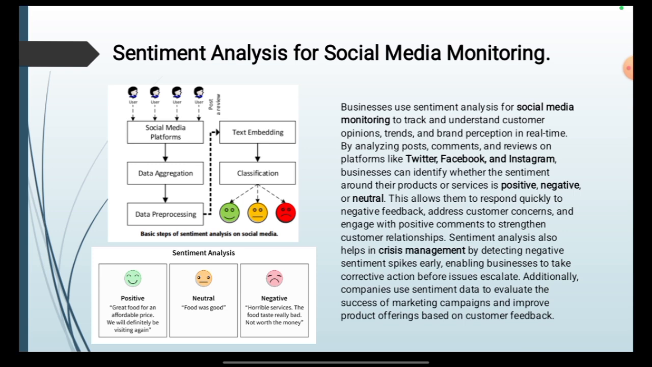The second image presents examples of sentiment classification results. It shows three categories: positive, neutral, and negative. Positive sentiment includes favorable feedback like great food for an affordable price. Neutral sentiment reflects balanced feedback like food was good. And negative sentiment shows dissatisfaction such as horrible services, the food tastes really bad. So this is everything that can be said as per the details mentioned over here.